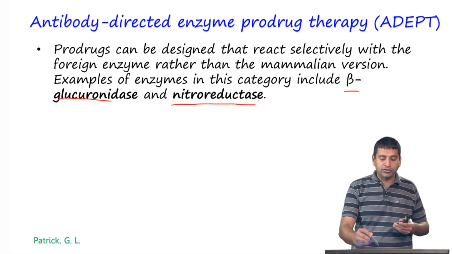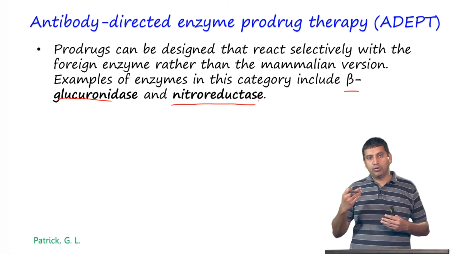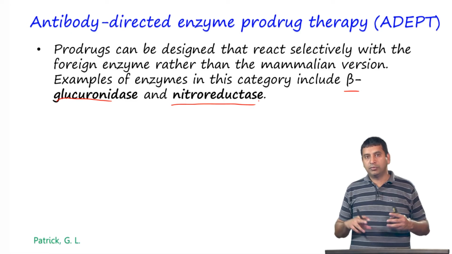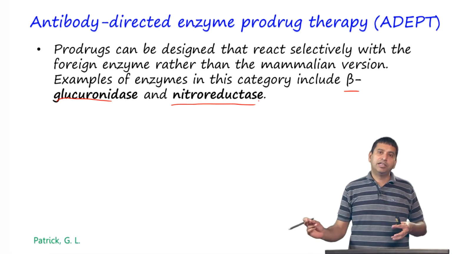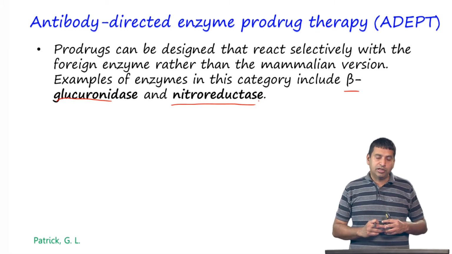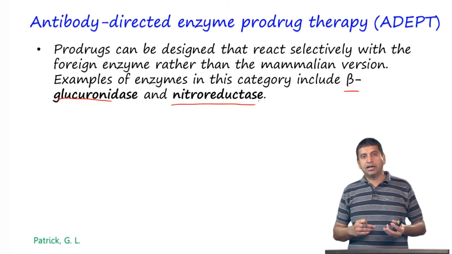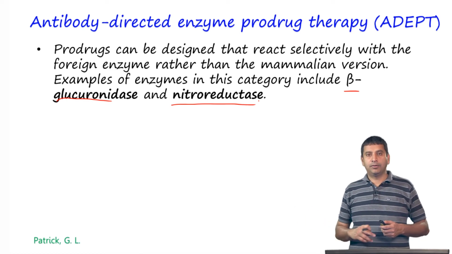Or we can also use this enzyme called nitroreductase, which actually reduces a nitro group to a hydroxylamine or an amine. So, these enzymes, although there are functional counterparts present in humans, are not very efficient, or the reaction is actually reversible. That means that a nitro group can get reduced to the amine, but it gets oxidized back, but this bacterial enzyme will convert it completely to the amine.